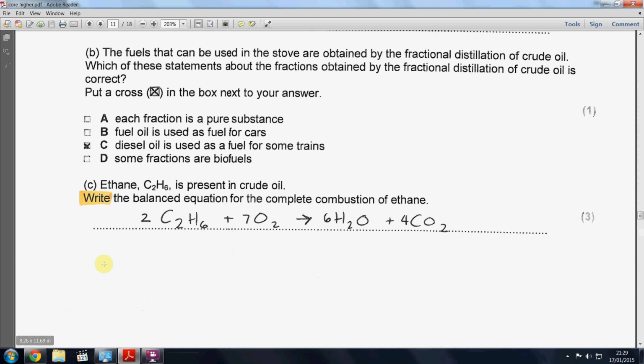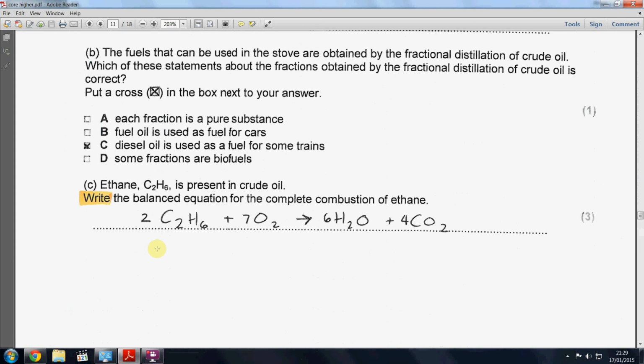Okay, part C. I imagine most people looked at this and thought, crikey, I can't do any of this. But I think you might find you're actually wrong. So here we go then. Ethane, C2H6, is present in crude oil. Write the balanced equation for the complete combustion of ethane.